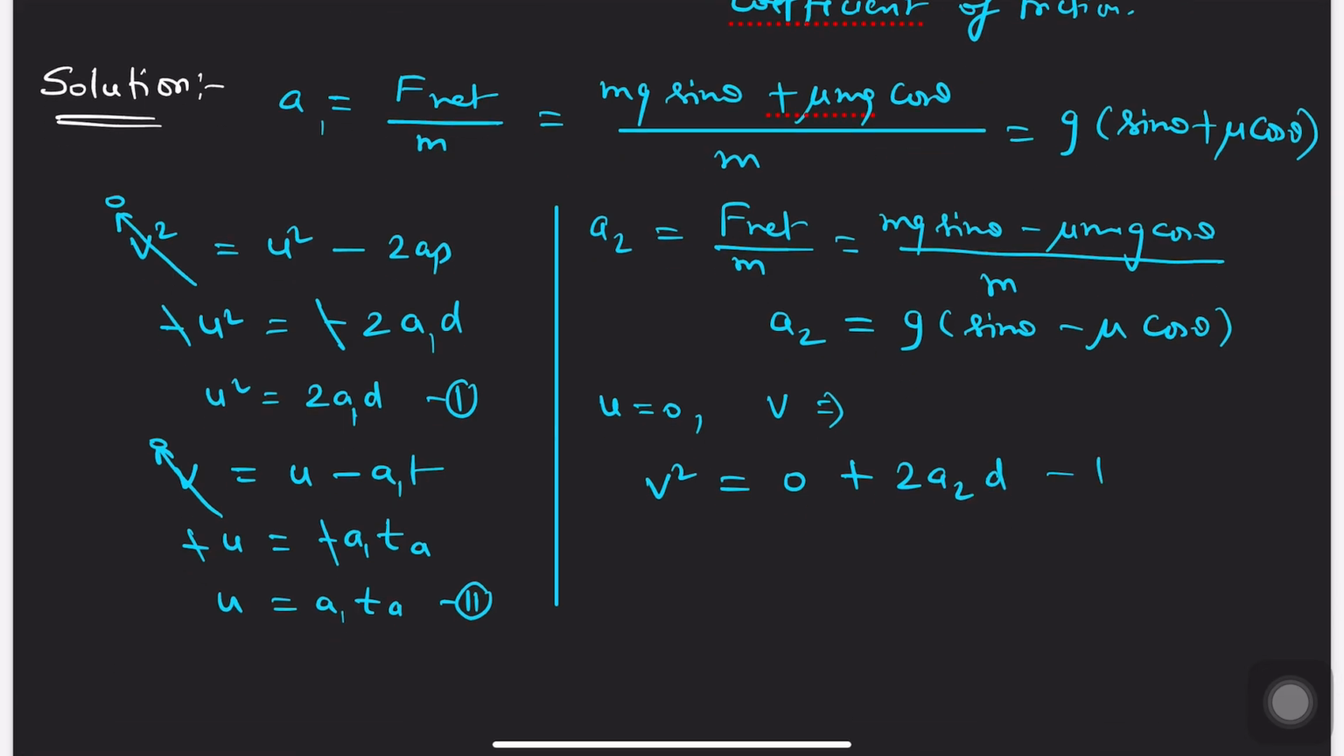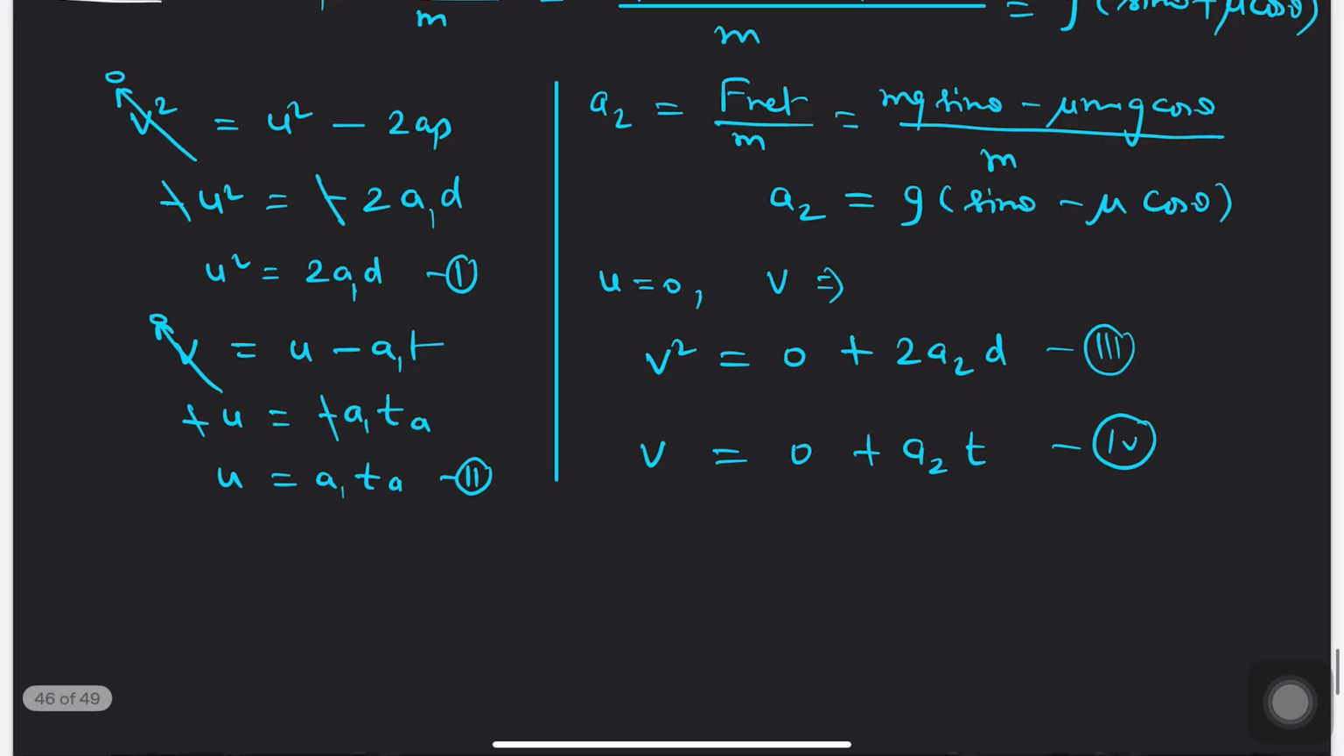That is the third equation. The fourth equation is v is equal to u, which is 0, plus a2 into t. Now first let me create a relationship in terms of a1 and a2, and then I'll put in the values of a1 and a2. Till this point I hope you understood the whole thing.